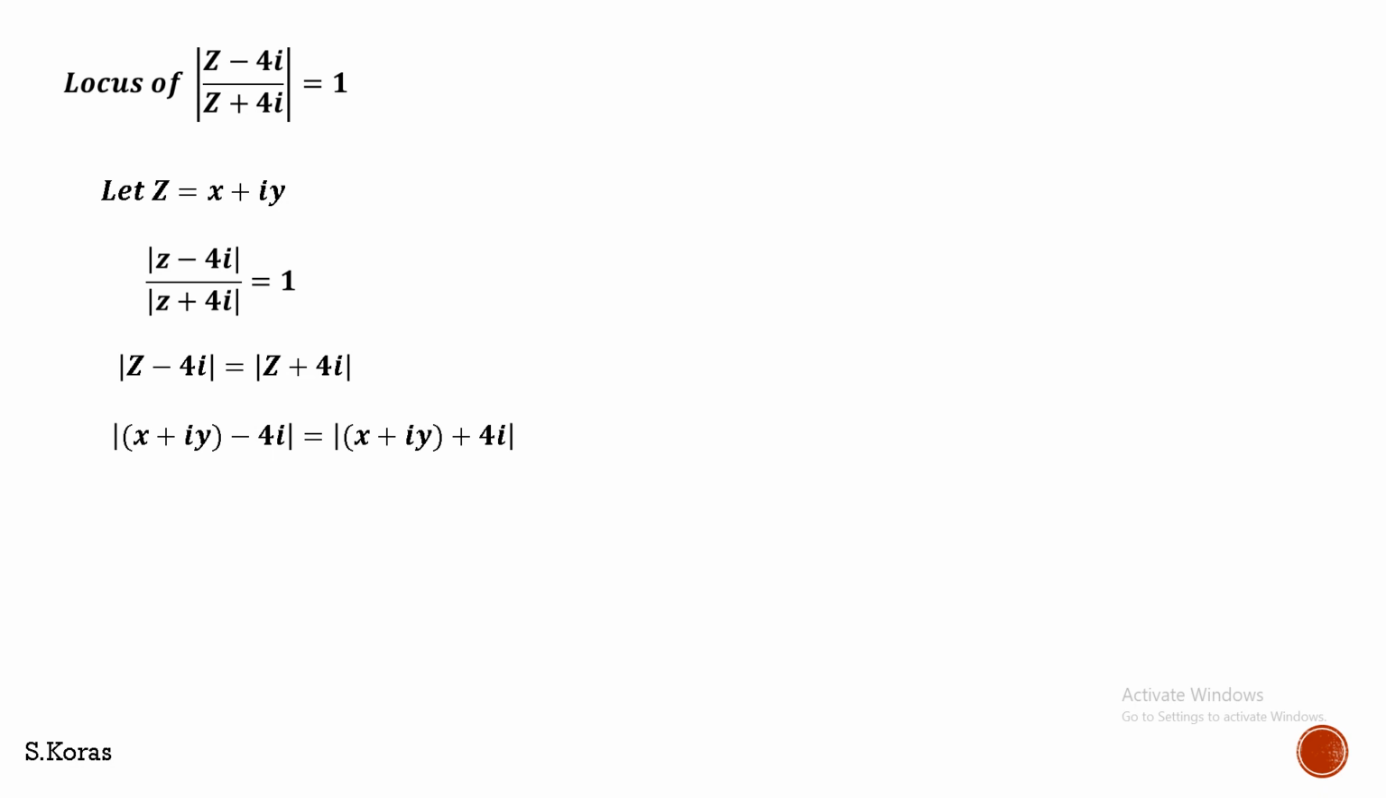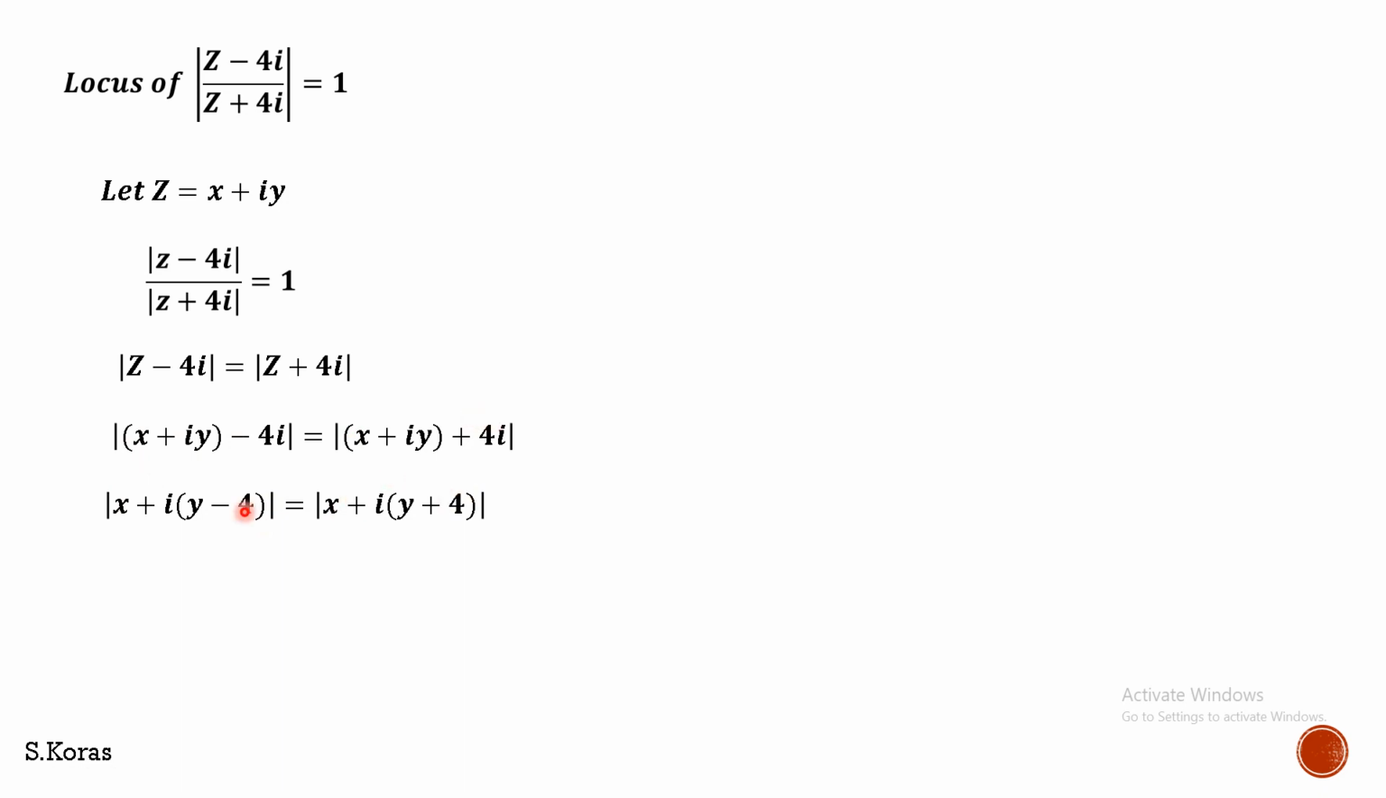Now let us collect real parts together and imaginary parts together. Here x is our real part, but the imaginary parts are this iy and minus 4i. Here this iy and plus 4i are imaginary parts. So our answer will be x plus i into y minus 4, and here x plus i into y plus 4.